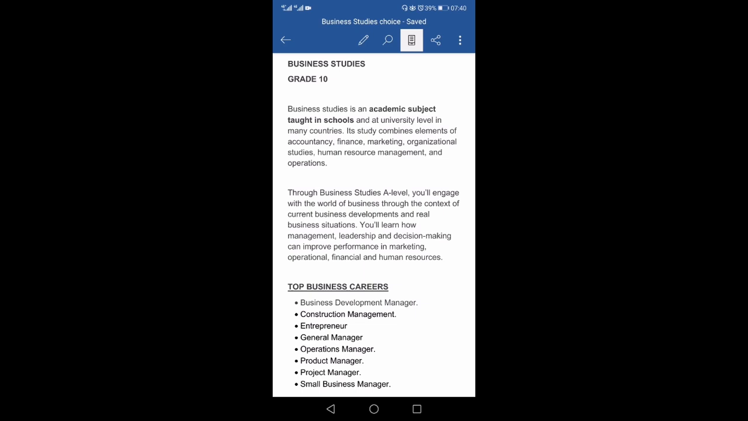Now you're looking at top business careers: business development manager, construction management, entrepreneur, general manager, operations manager, product manager, project manager, small business manager, and many more.